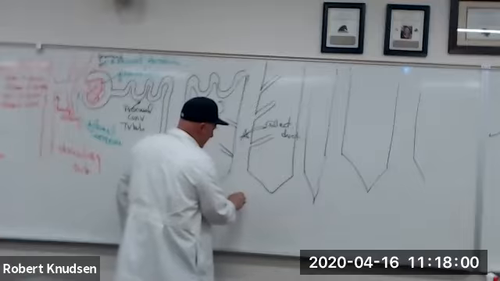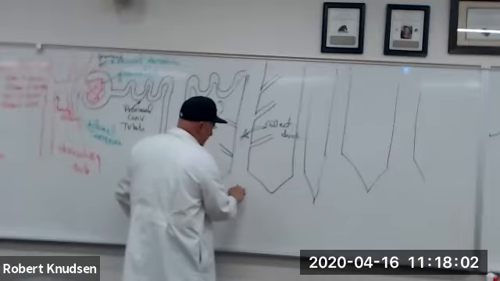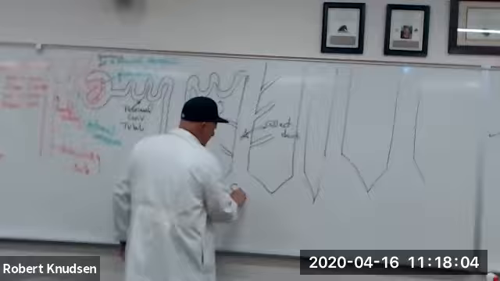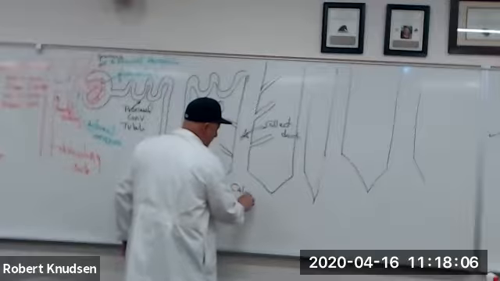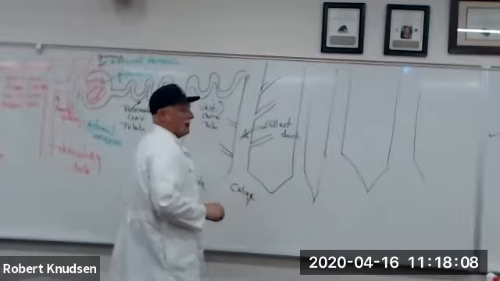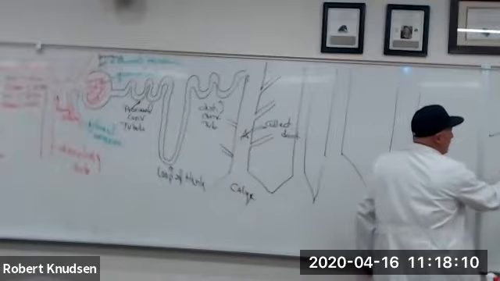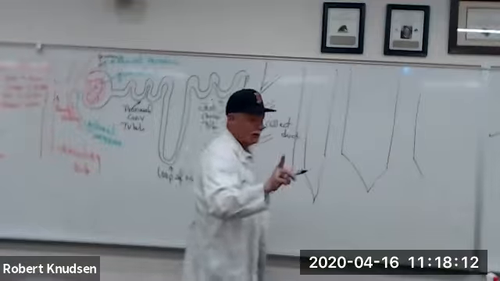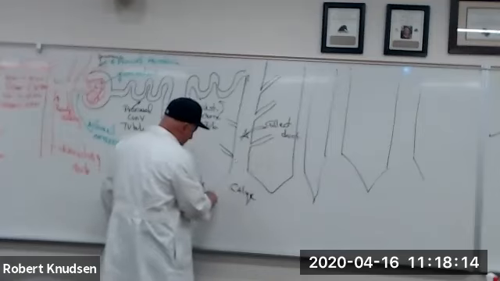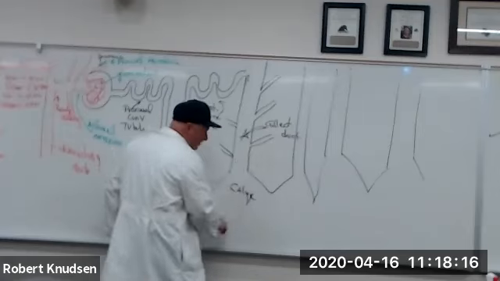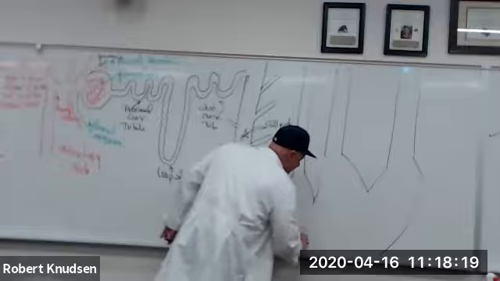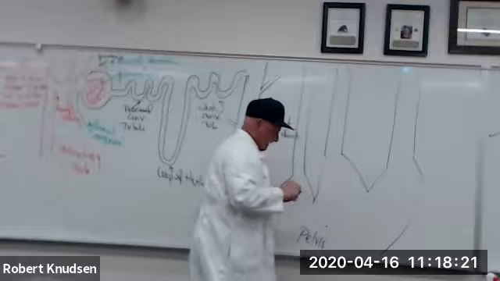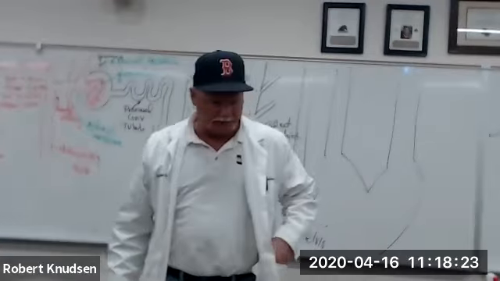They all join to form calyx. And there's a calyx minor and a calyx major. And I'm going to show you where they're at on the model in just a minute. This is a calyx. And then calyx all join together to form the pelvis. Okay, let me show you on the model what I'm talking about.